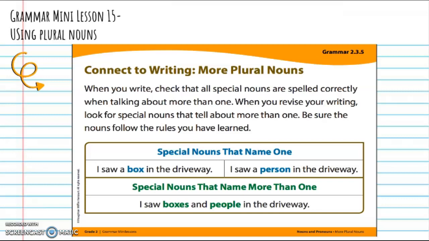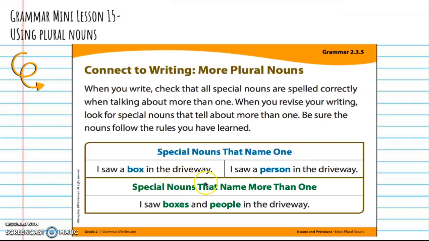Let's look at the examples below. Special nouns that name one. Remember, those are singular nouns. I saw a box in the driveway. I saw a person in the driveway. The words in blue are singular nouns.